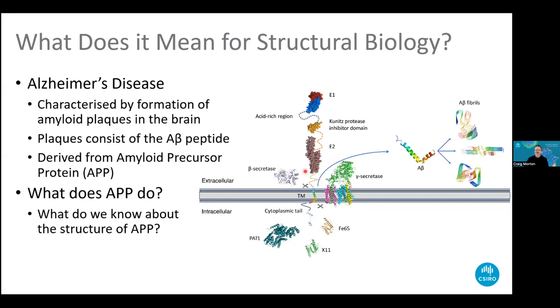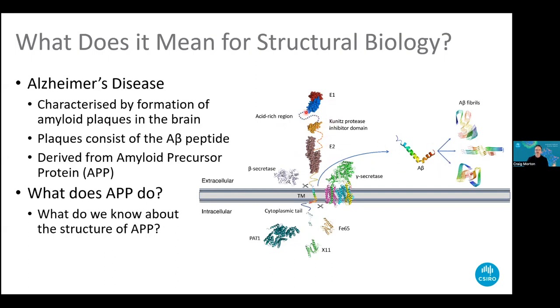Now, we know the structure of chunks of this protein. We did experimental structures of these two N-terminal domains that form what's now called the E1 unit. There's experimental structures for the Kunitz protease domain. We've done structures of the E2 domain, which is this helical section. There's a lot known about the structure of the transmembrane A-beta peptide that forms the fibrils.